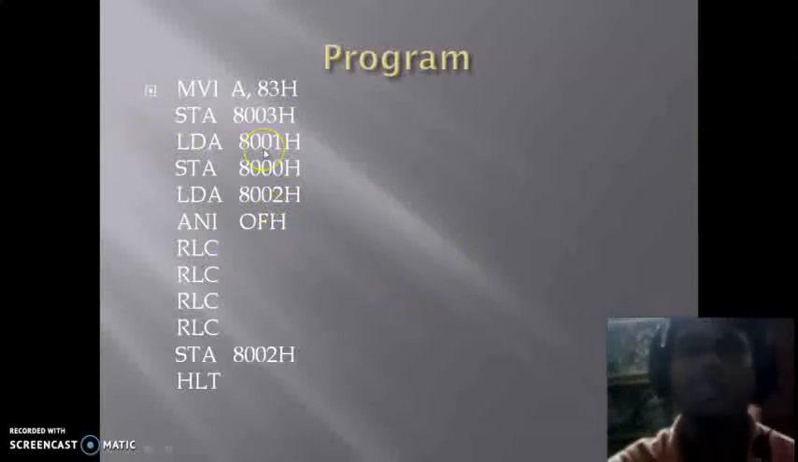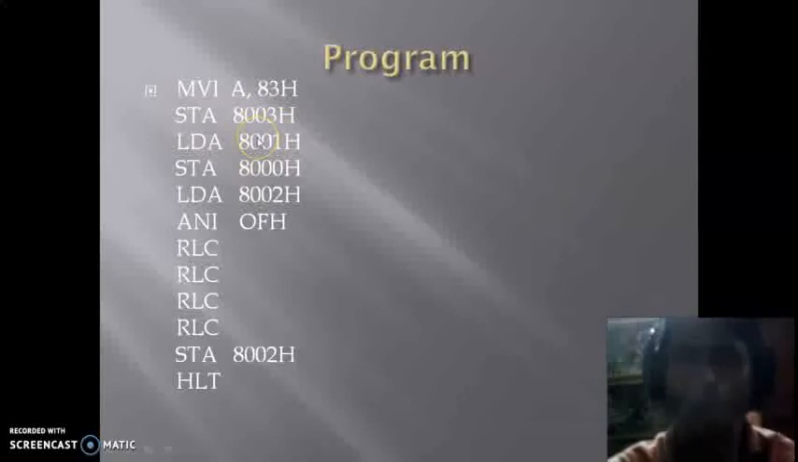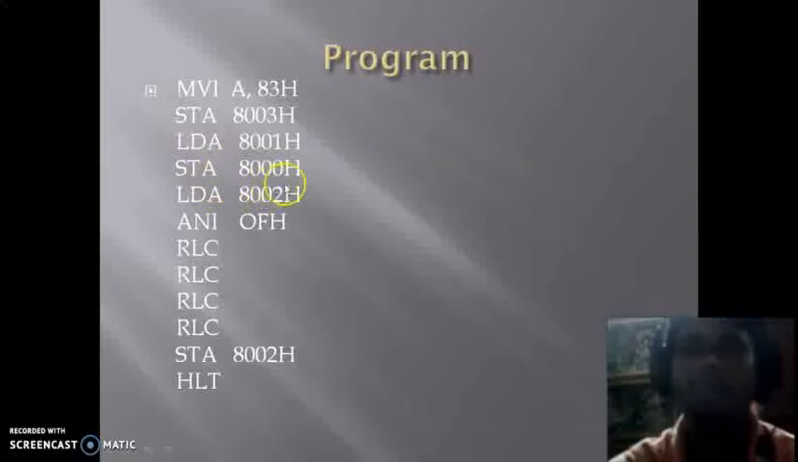Now we will try to find out the data from port B, whether any key is pressed or not, whether a switch is pressed or not. That's why we have to use LDA. The address of port B is 8001. So the content of 8001, the data, will be stored into the accumulator, and we have to send this data to port A.